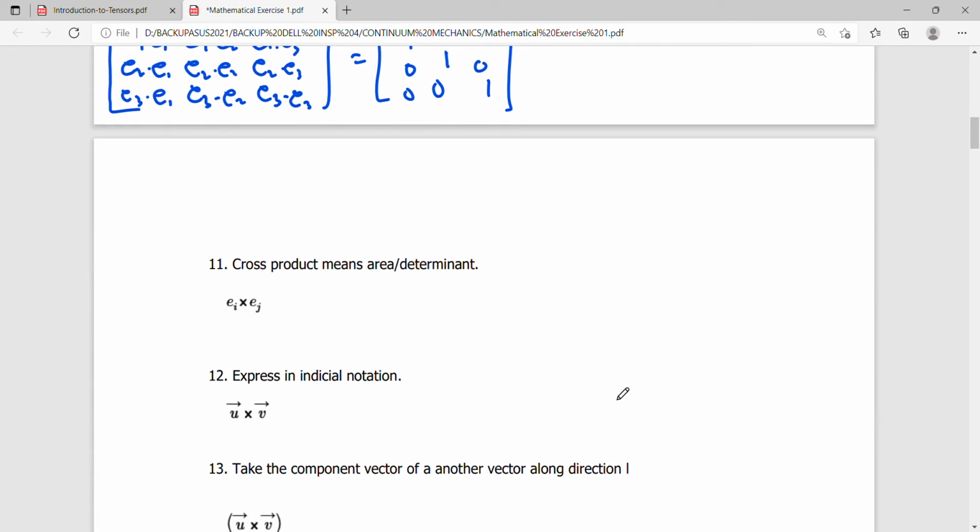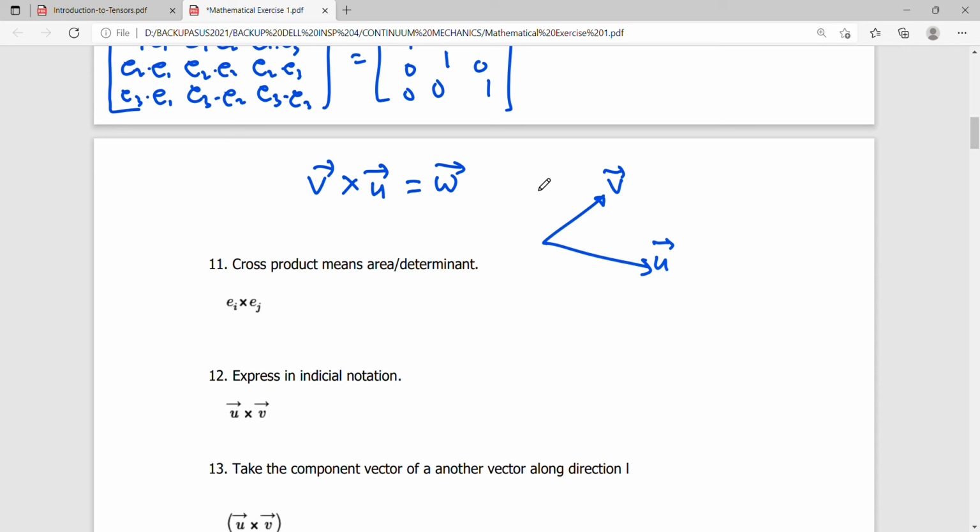Okay, what's the cross product? A cross product is a special vectorial operation which is also applicable in tensors, and you are simply getting the area by means of a determinant. If I have a vector v and a vector u, the cross product of this is a vector. A vector crossing a vector u is another vector w.